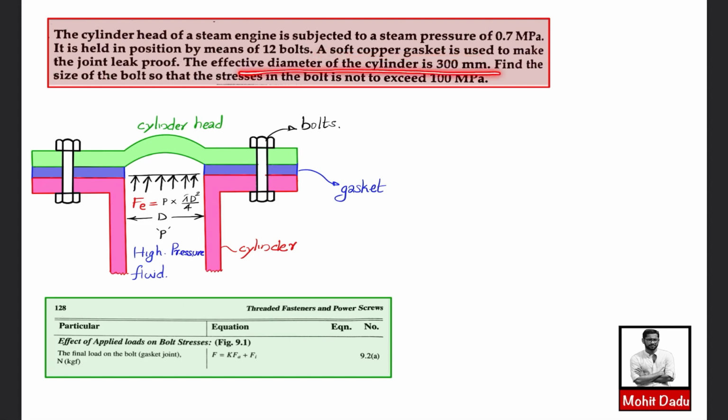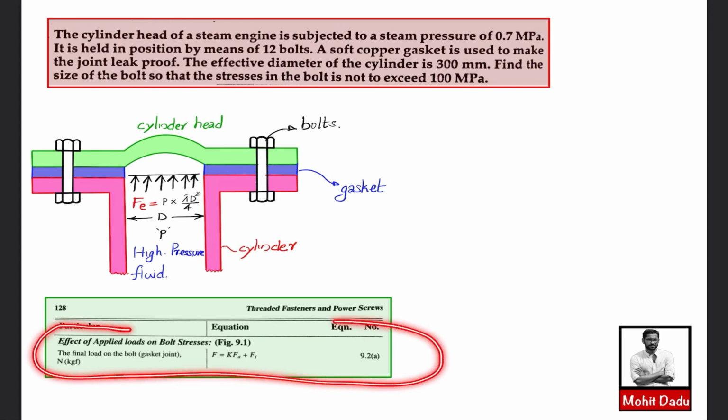The effective diameter of the cylinder is 300 mm and we have to find the size of the bolts used in this gasketed joint so that the stress in the bolt does not exceed 100 megapascal. So the step will be to evaluate the stress in the bolt and equate it to this limiting value of 100 megapascal. To evaluate the stress we'll have to calculate the load, and the final or net load on the bolt will be evaluated using this equation.